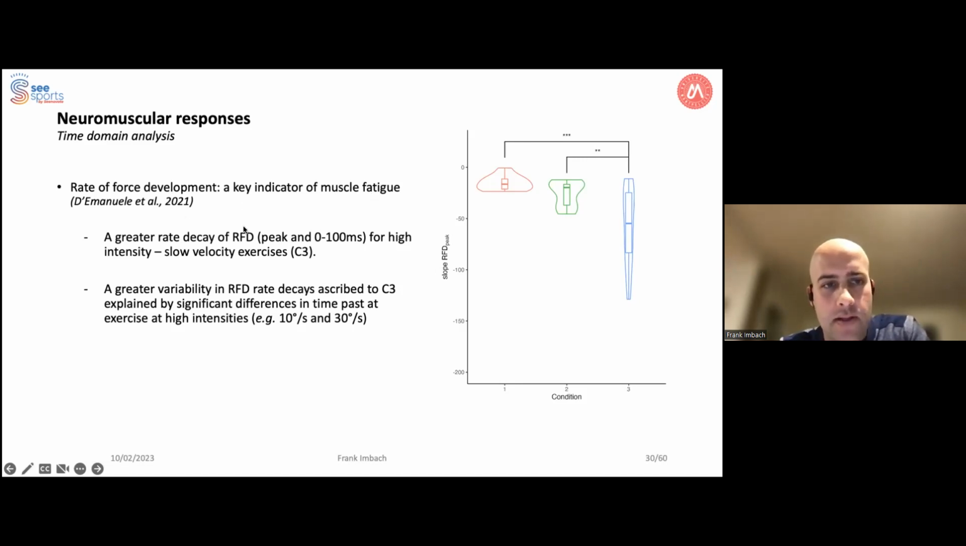High intensity exercises are also the slowest exercises because we are in an isokinetic setting. So there is correlation between intensity and velocity. And we also see a greater variability in the RFD responses. I mean, the rate decays ascribed to the third condition are explained by significant differences in time spent at exercise. For example, one athlete could perform the exercise at 10 degrees per second, and the other one at 30 degrees per second, still based on individual torque velocity profiles.